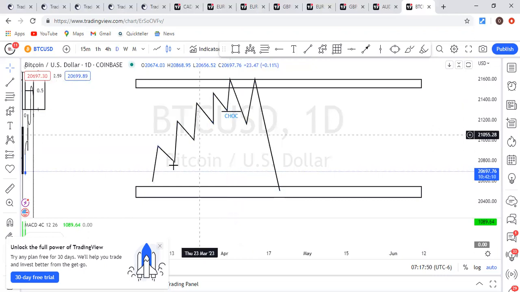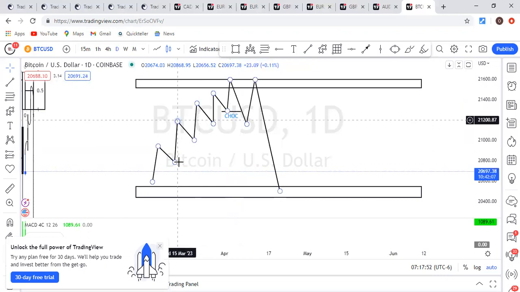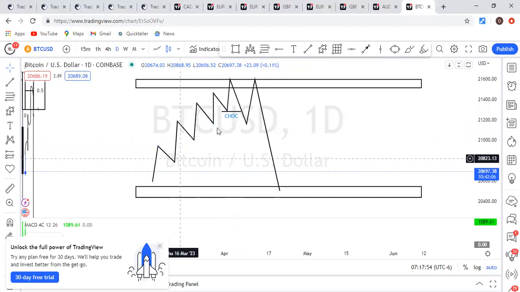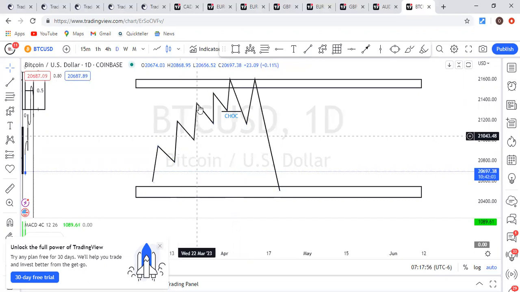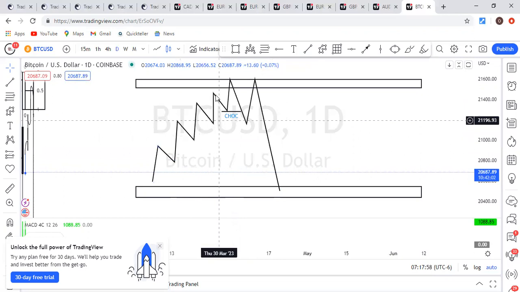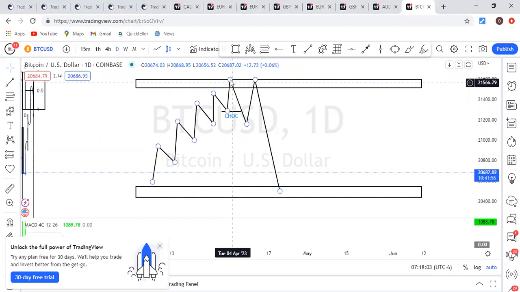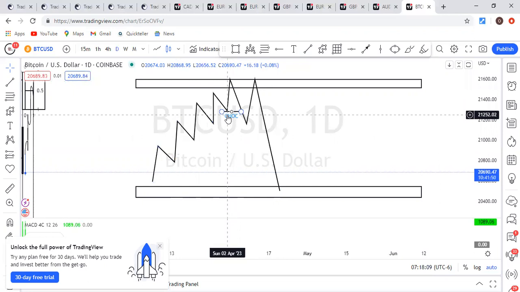Because for us to have higher highs, there is a demand there that put up each of these highs. Then at this point, supply has outweighed demand. This market is all about supply and demand.